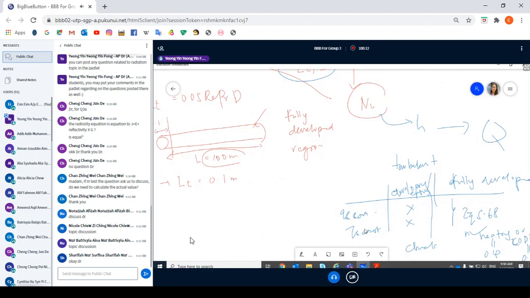Previously, you could refer to the appendix, but this time there's no need because it's all open book text, or open book assignment. You can refer to any sources. But the time is limited now, students. It's only 1 hour 30 minutes.